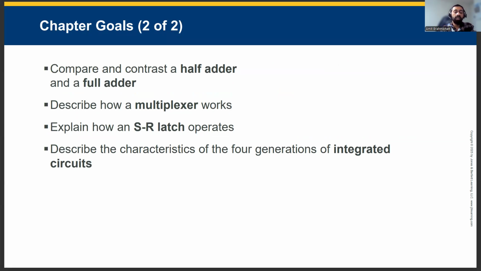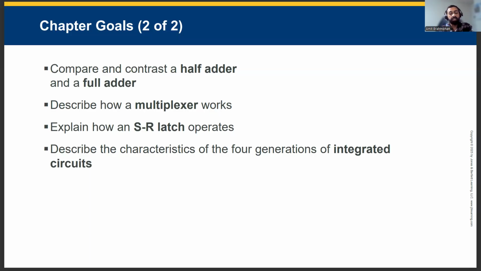Continuing the goals, compare half adders to full adders so you can see how carry-in changes the design. Explain how a multiplexer selects one of many inputs using a few control lines. Describe how an SR latch operates, how an SR latch stores a single bit of state, and finally, recognize the historical evolution of integrated circuits, the scaling story that took us from a few gates per chip to billions and beyond.